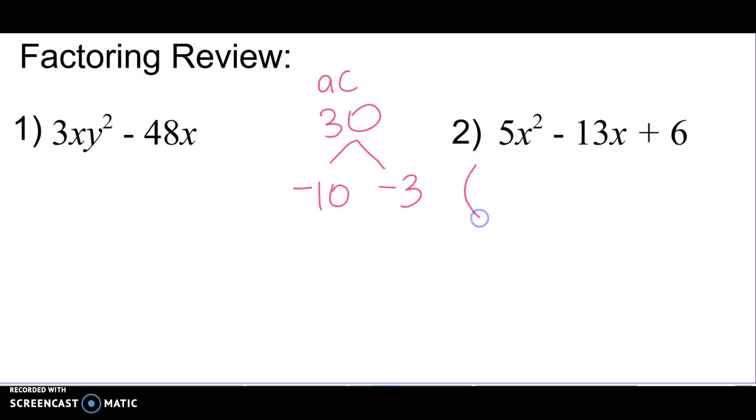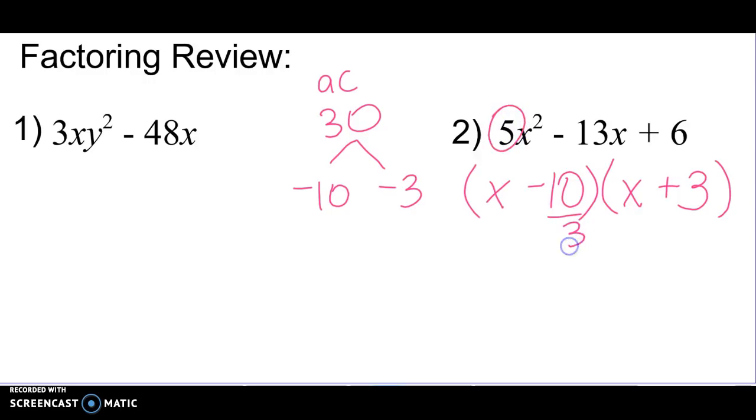So we set up our parentheses. Yeah, x minus 10, x plus 3. We're not done yet, though. We need to do the actual bottoms up part of bottoms up. So we take our a value and divide both of these. Because AC is positive. Thank you.